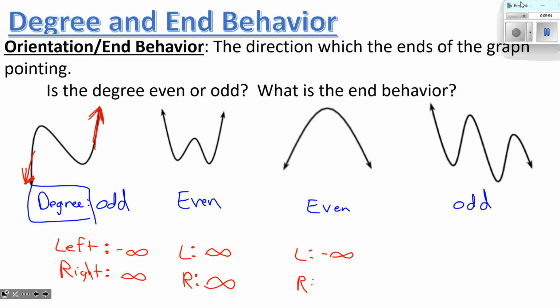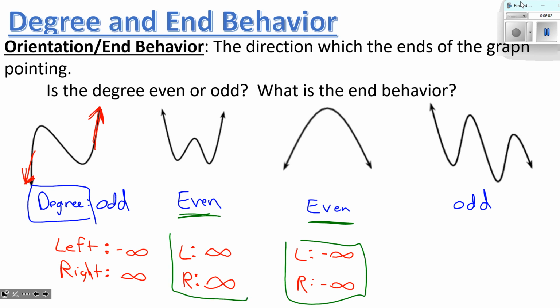Let's keep rolling. Left, negative infinity here. Right, also negative infinity. So notice on these two in the middle, they are even, and their end behaviors agree. That makes sense. That checks out. That's how it should be. And the last one on the left, we're going up, so positive infinity. Right is going to be down, negative infinity. So again, odd, they disagree.